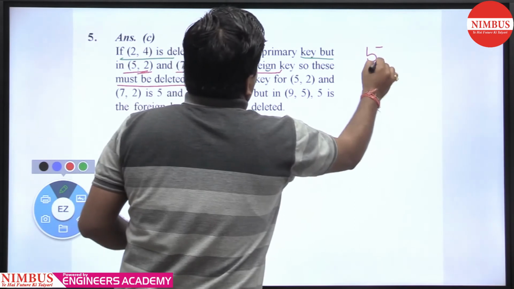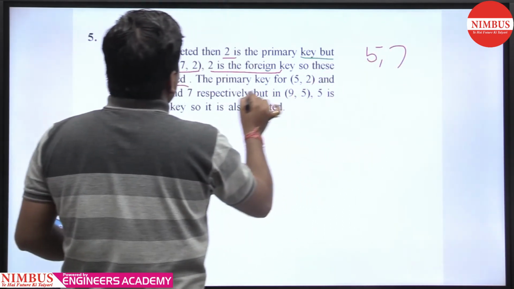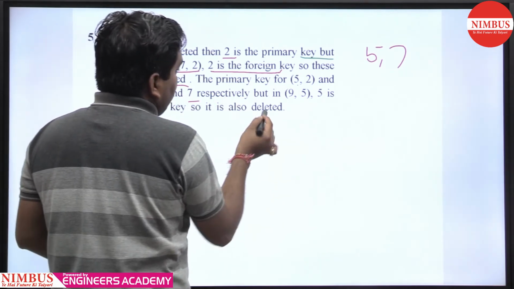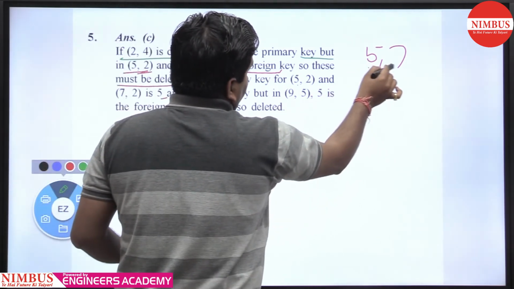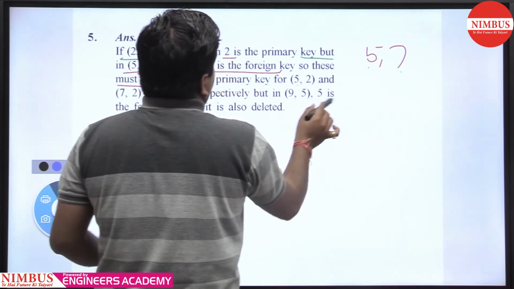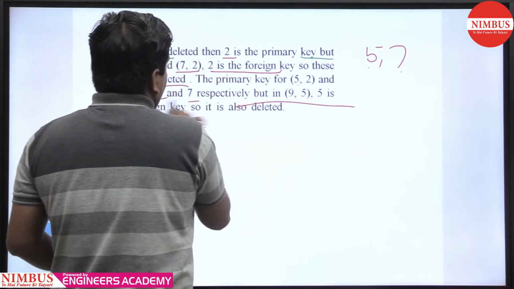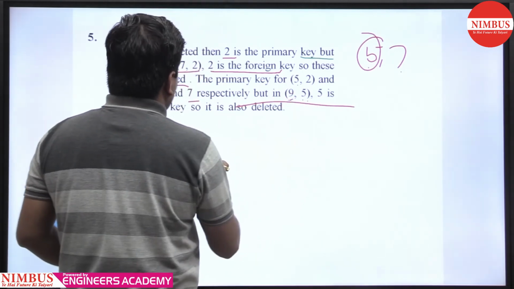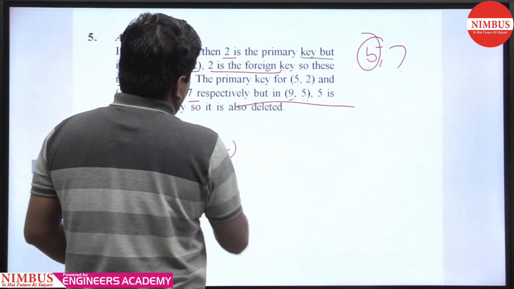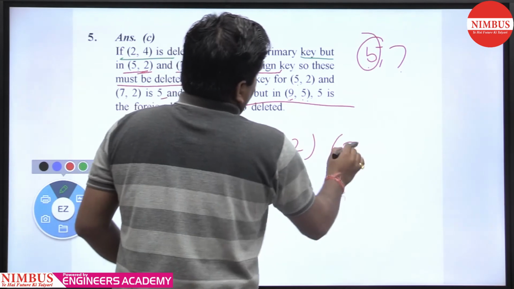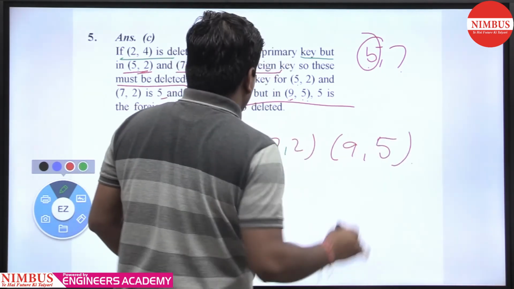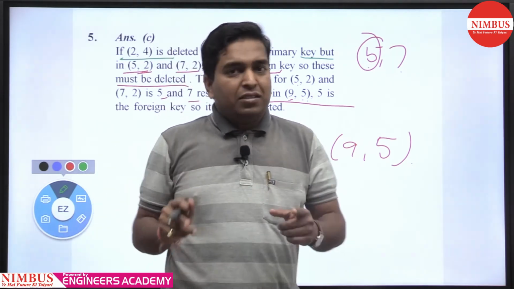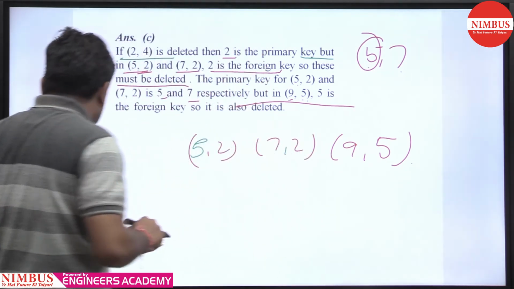Due to that, the primary keys 5 and 7 are also deleted. So we delete the tuples in which 5 or 7 is present. 5 is present in 9 5, because here 5 is the foreign key in this tuple. So the answer is 5 2, 7 2 and 9 5. So 3 tuples are additionally deleted to preserve the referential integrity constraint. Getting my point? Okay, thank you.